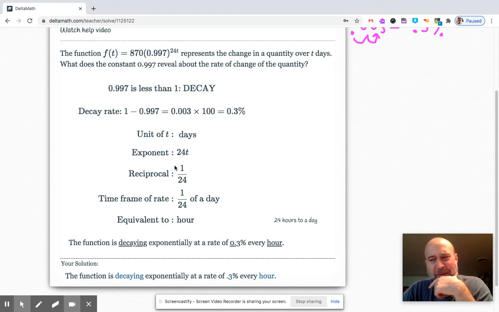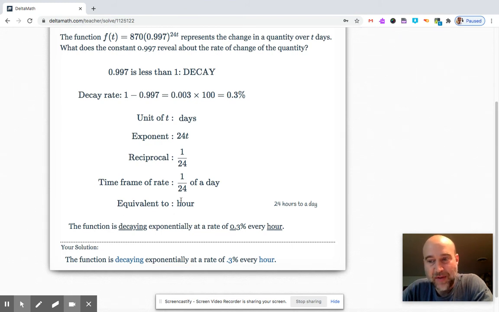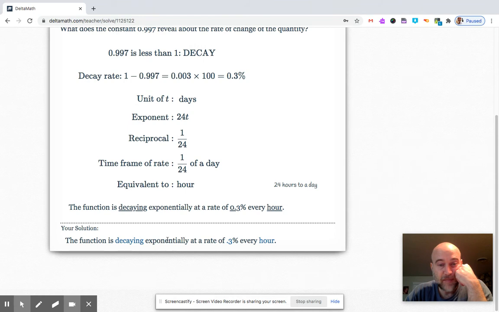They're talking about the reciprocal, so they're just showing it's divided by. How would you look at this as a single unit? You'd have to divide it by 24 to get t by itself. And 1 over 24, the time frame is 1/24 of a day. In this case, that would be equivalent to 1 hour, so it links to that 24. I did it through my insight, and they're doing it mathematically and breaking it down. And decaying, yep, everything looks good.